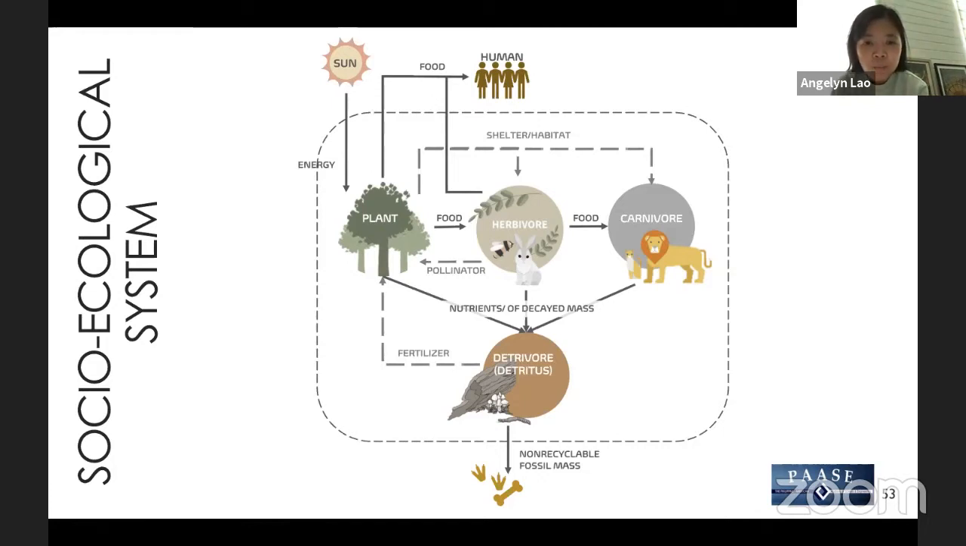From plants, it's consumed as food by the herbivore, and the herbivore serves as food for the carnivore. Then all of this will decay when they die. However, in this illustration, you can also see that while the herbivore consumes the plant as food, it also serves as a pollinator for the plants. And in this model, we assume that herbivores and plants will serve as food for the human population.